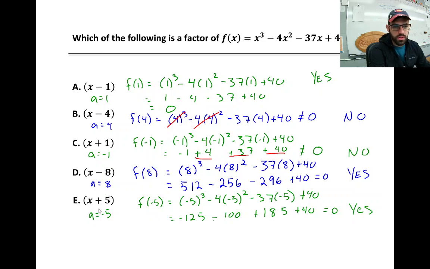And then the last one, x plus 5, the a value would be negative 5. So we plug in negative 5 into our function, and you could probably do that in your head. If you're doing the math homework, I might just plug it into a calculator, just to make sure you don't make a calculation error and then get the question wrong. But it does equal 0, so x plus 5 is a factor. So we know there's a degree of 3, so there's potentially 3 factors, and we found all 3 of them: x minus 1, x minus 8, and x plus 5.